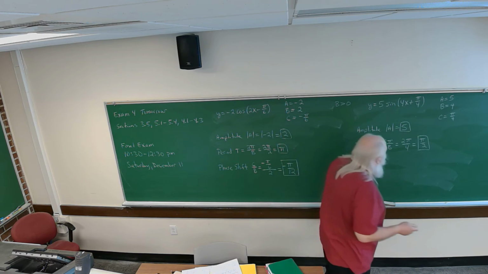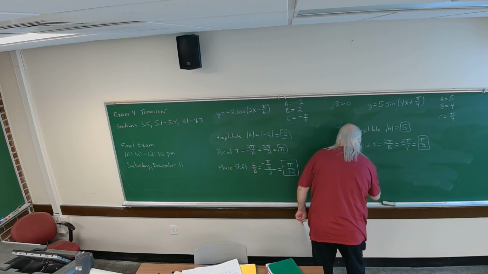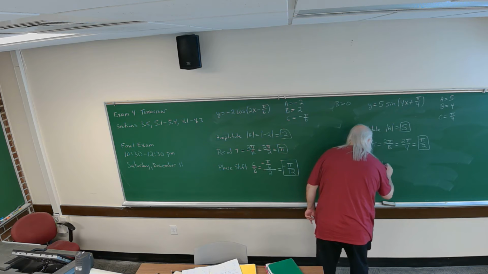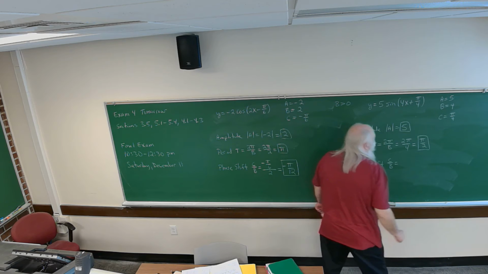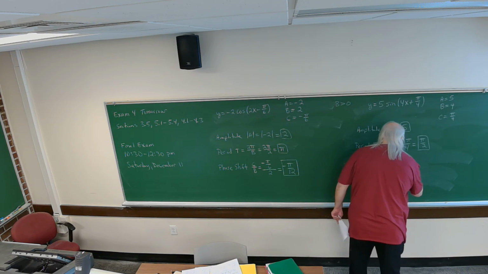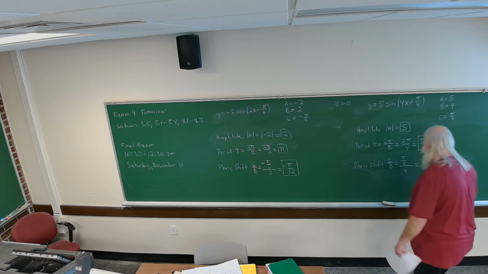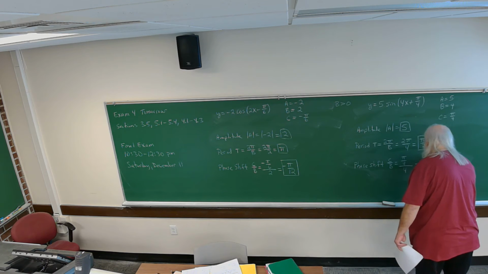And then the phase shift, how much the graph is shifted to the left or to the right, is given by C over B. C is pi over 4. B is 4. So pi over 4 divided by 4 is equal to pi over 16.